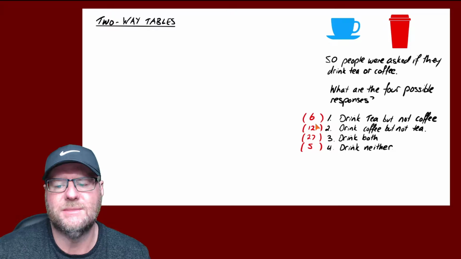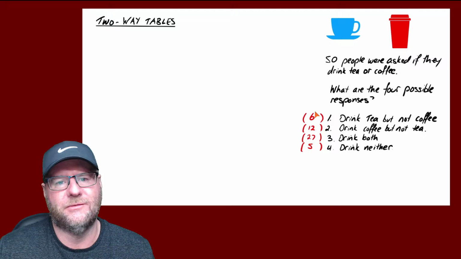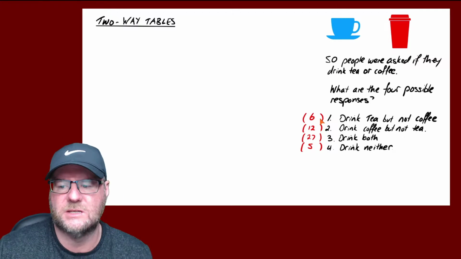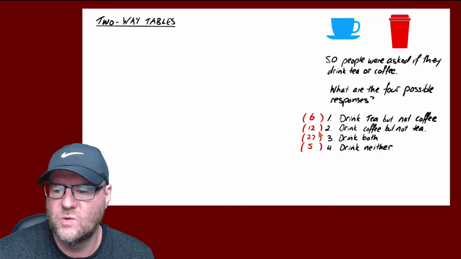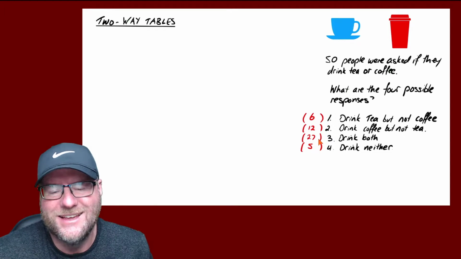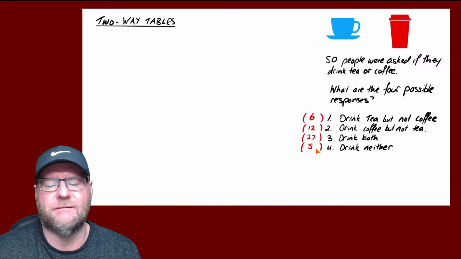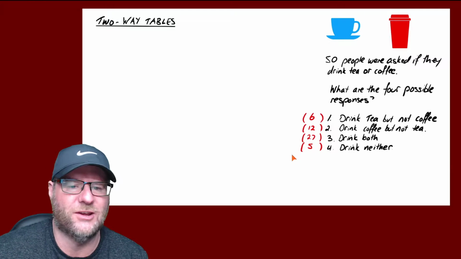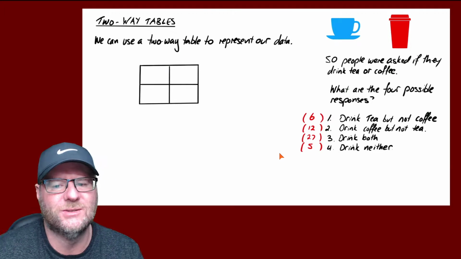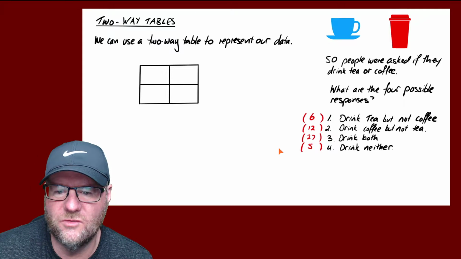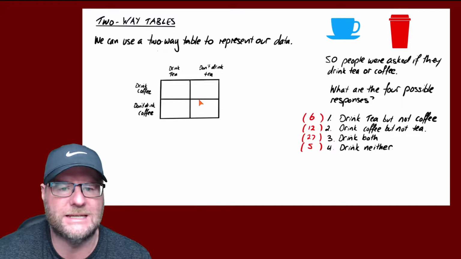Here are some numbers. I've just made these up. Let's say from our 50 people, these were the responses we got. 6 people drank tea but not coffee. 12 drank coffee but not tea. 27 drink both, and 5 of them can't stand either, and they don't drink either of them. Let's put it into a table. Let's draw this up over here a little bit neater.